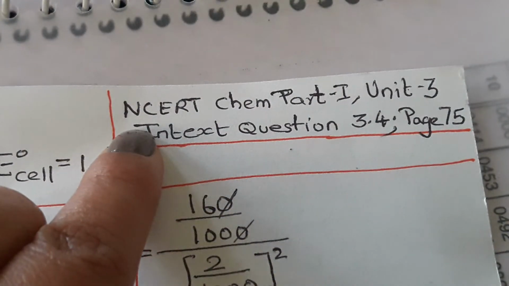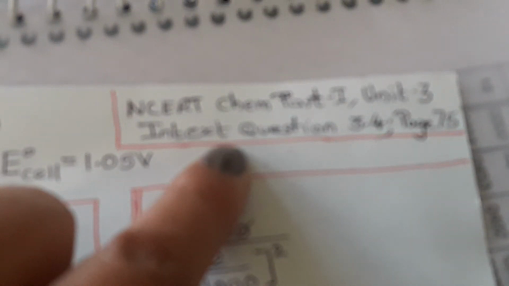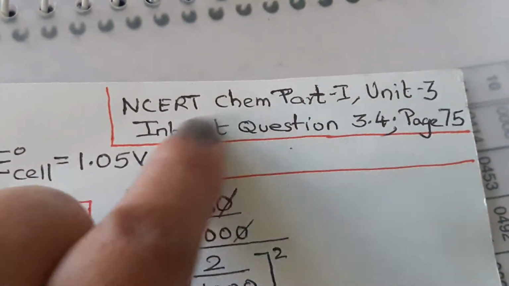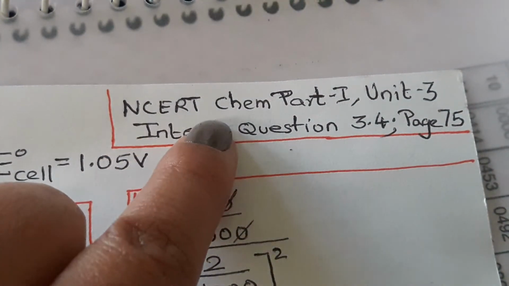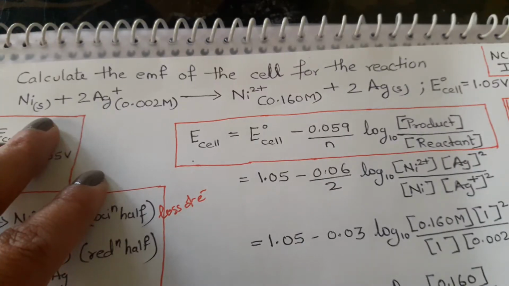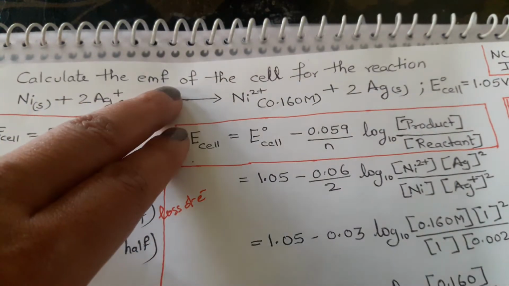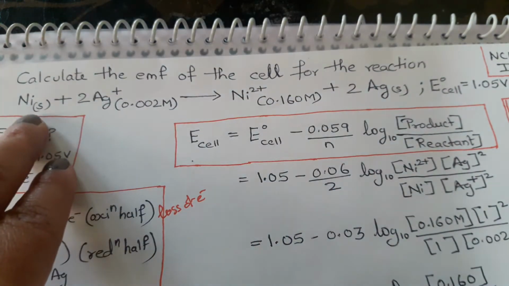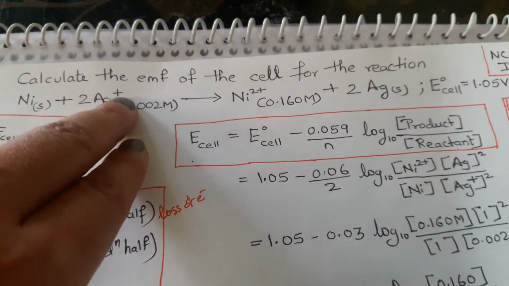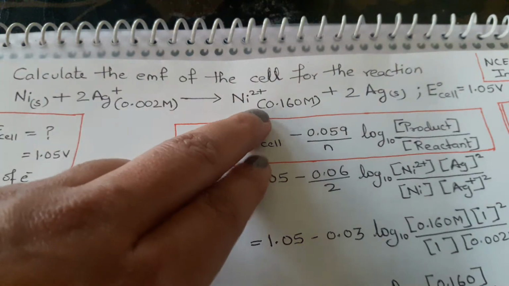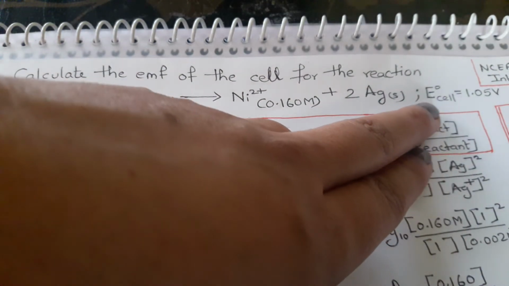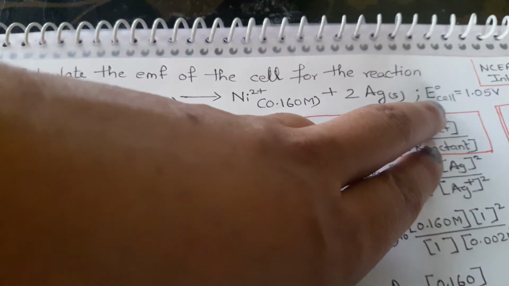Today we are going to solve an in-text question from Unit 3 of the NCERT text. We have to calculate the EMF of the cell for the reaction Ni + 2Ag+ gives Ni2+ + 2Ag. The standard cell potential given is 1.05 volt.